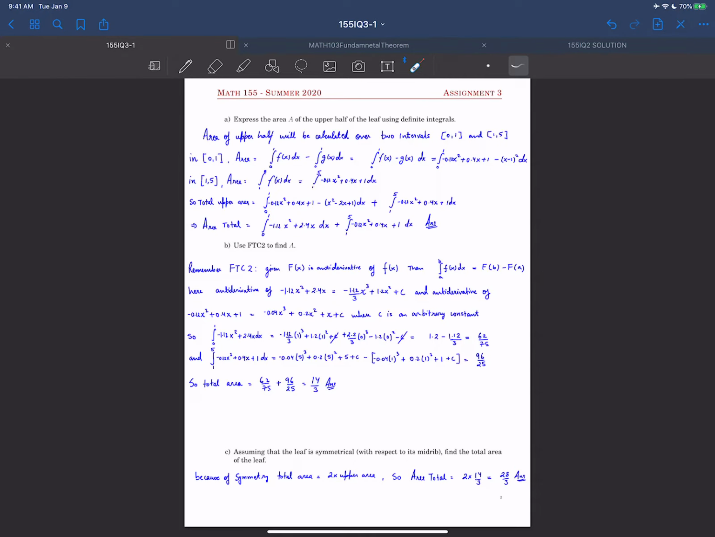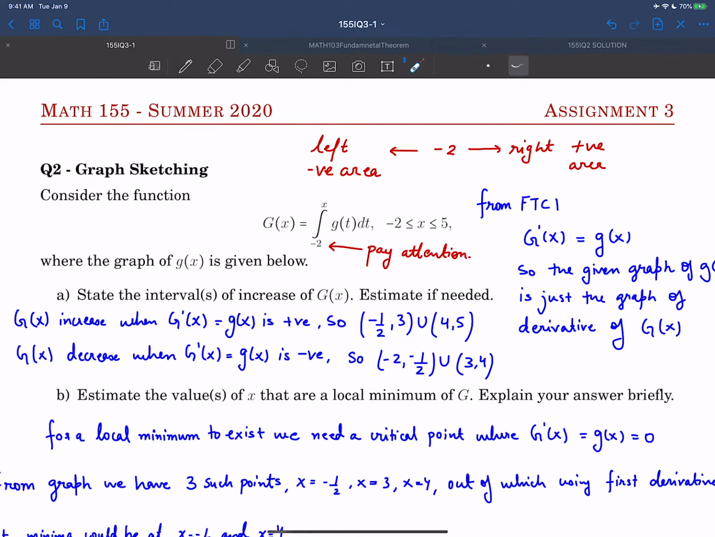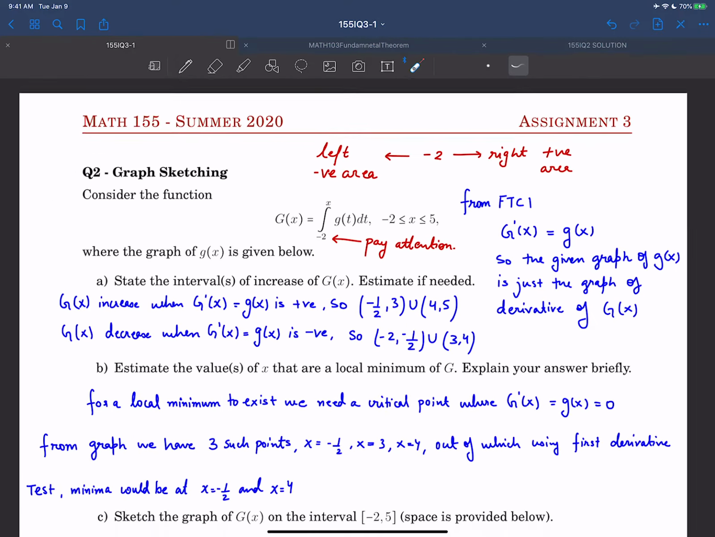This is based upon FTC Part 2. So now we're going to go with the more interesting one, which is based upon FTC Part 1, where the graph sketching is coming in. You have to come back and brush up a little bit of your skills from the previous calc course that you did, because we're going to talk about graphs here a bit.